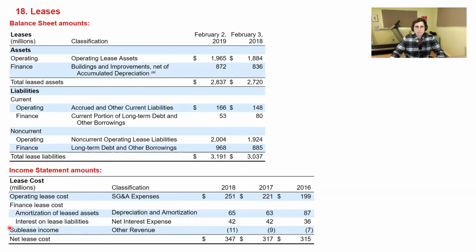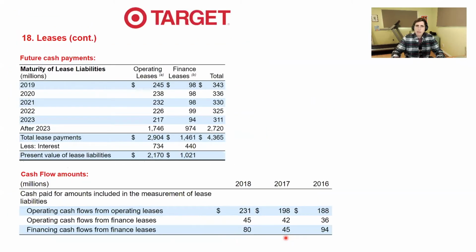Now, they also do subleases on some of their leased assets, and that's revenue for them. You know, they'll get income from that. But let's just ignore that for now. That's $11 million, and we're going to ignore that. So that's where the leases appear on the balance sheet and where lease costs appear on the income statement, and they break it out between finance leases and operating leases. So it's very helpful, and it's very easy to understand how Target is accounting for their leases. Okay, and I've got some calculations, but we'll come back to those.